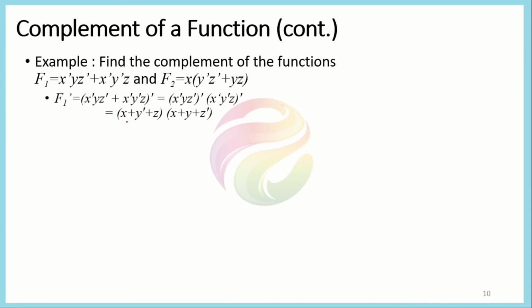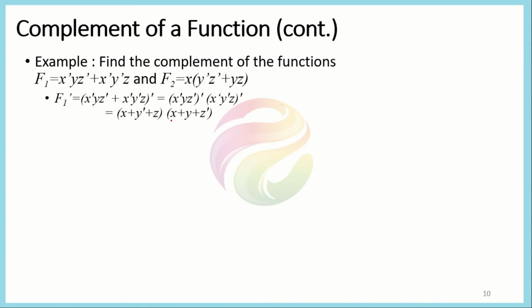It will become A complement complement, which makes it simply X. This will become the complement of the second operand Y, so it will become Y. And third is the Z complement. Complement of a complement means double complement, so it will result again in Z.